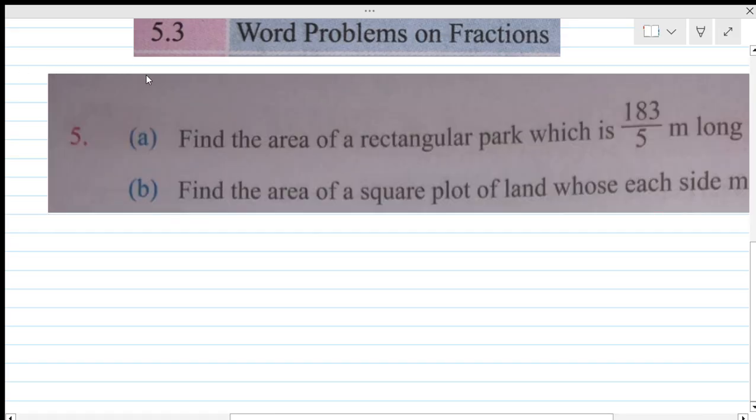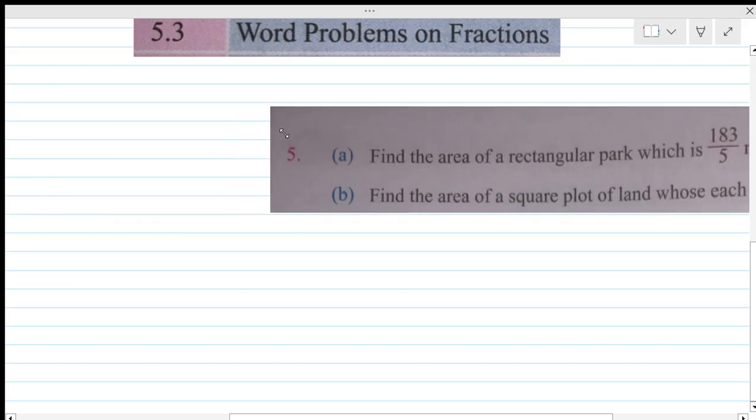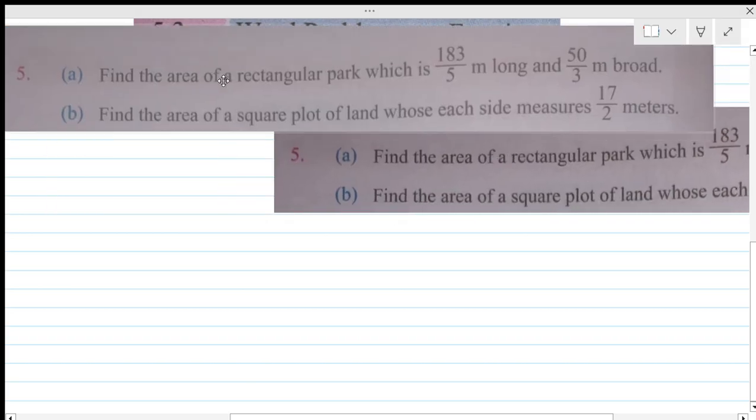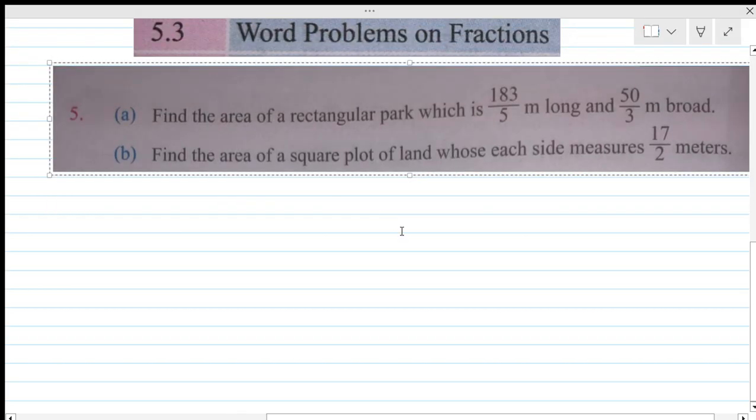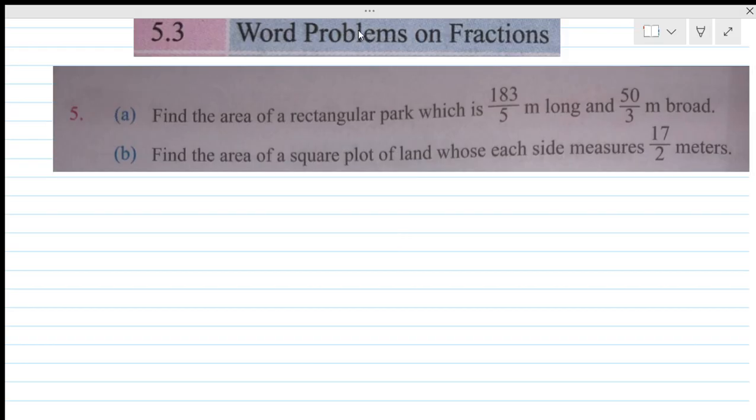Okay, so let's say it here, see. Okay, so in first number of this 5, what's the idea? Find the area of rectangular park which is 183 by 5 meters long and 50 by 3 meters broad. So the length and breadth of the rectangular park is given.